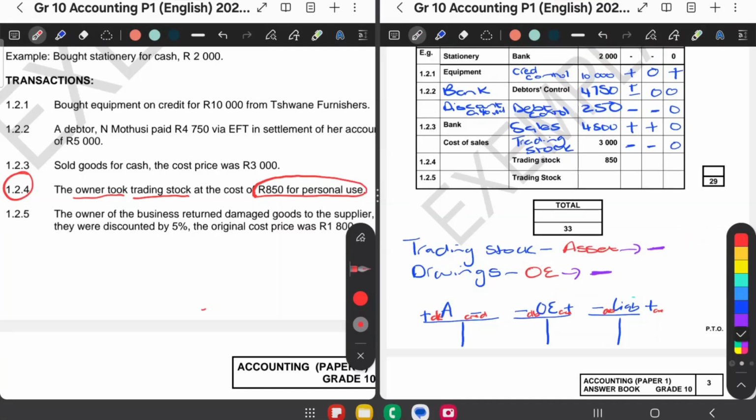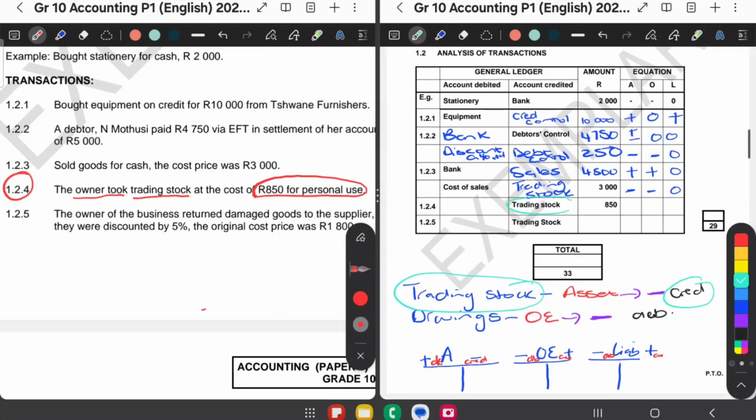Okay, let's do debited and credited. So assets and a minus. Assets and a minus is on the credit side. So this will be credited. And then owner's equity and a minus. Owner's equity and a minus is a debit. So this one will be debited. Okay, let's record this. So trading stock will be credited. Oh yeah, you see trading stock is already there. So we don't have to put that in. And drawings will be debited.